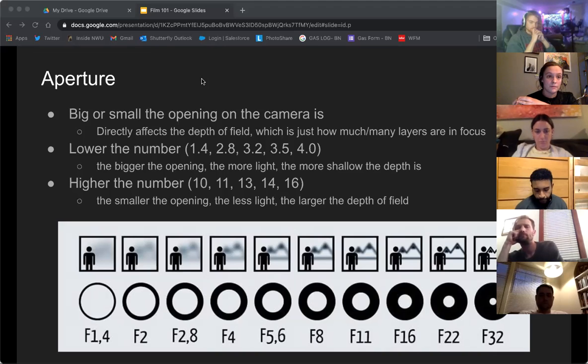The other way that this translates into your photos is that it also affects your depth of field. So the more light you let in, the more shallow the depth of field is.